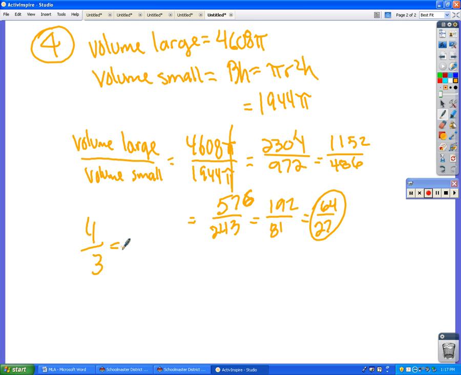So what goes with the 4, the H or the 24? The H, because it's from the bigger one, and the 4 is bigger than the 3. And so that means the 24 goes on the bottom, and so the height is going to be 32. Okay?